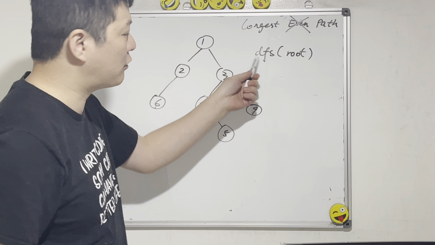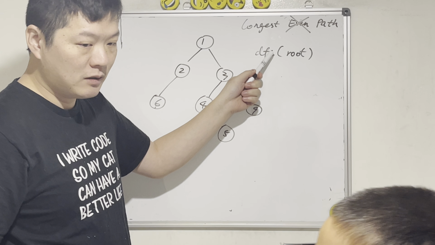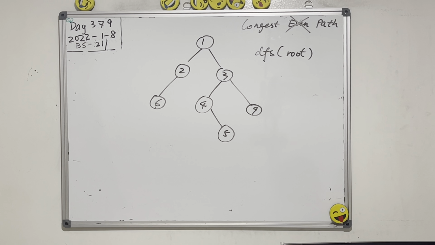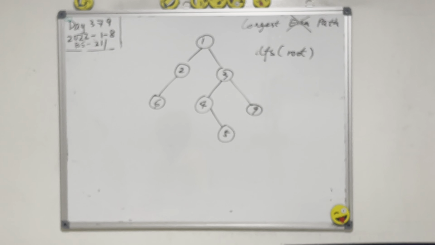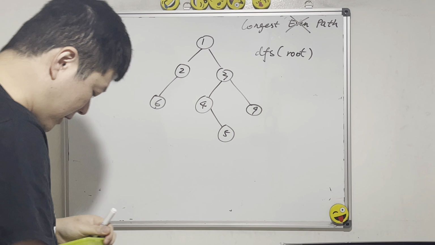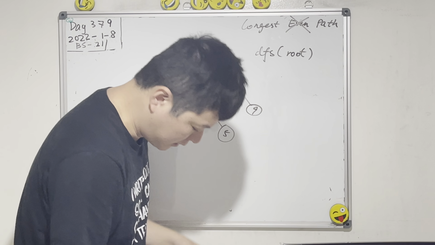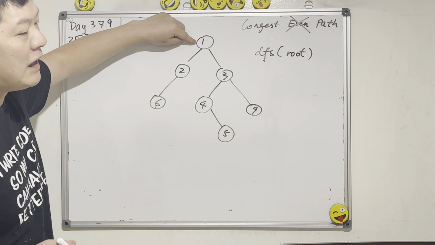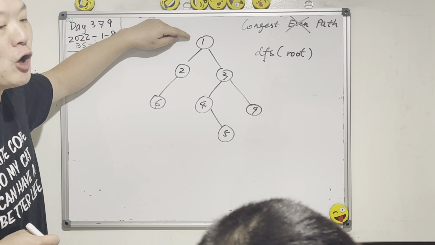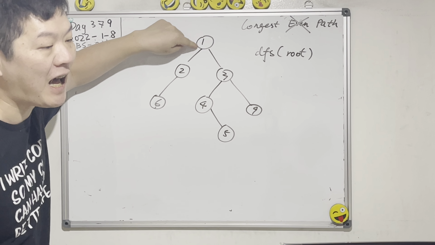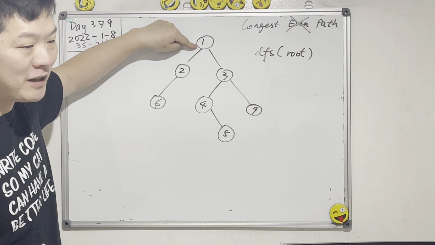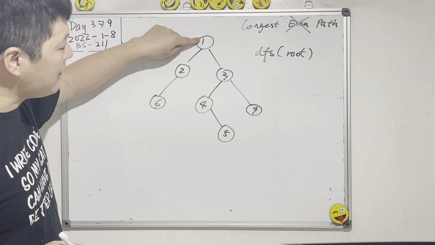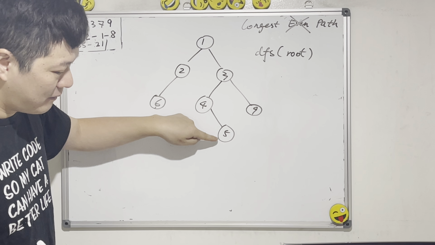So what's the depth first search returning? What if I said this depth first search root returns the longest path? The longest path starting from this node: 1, 3, 4, 5. So how many nodes are there? 4. Okay, that's good. So it returns that bit.